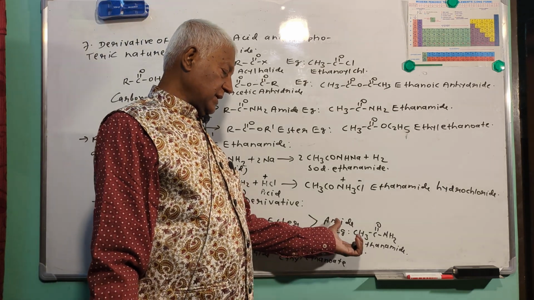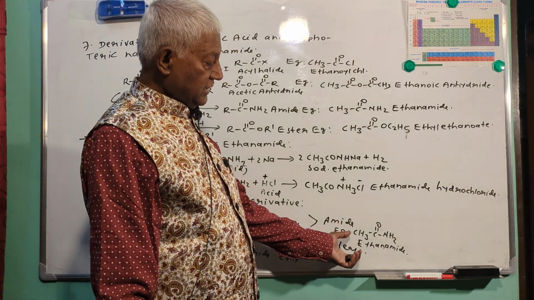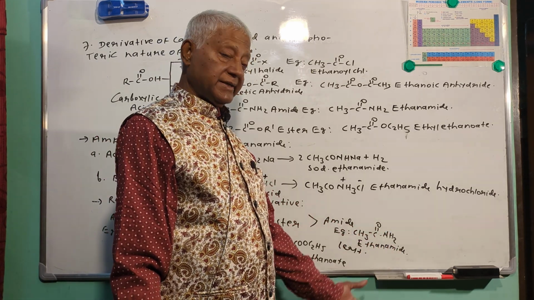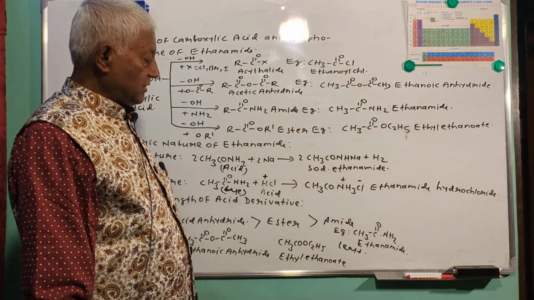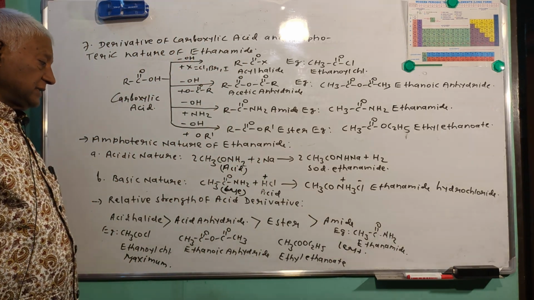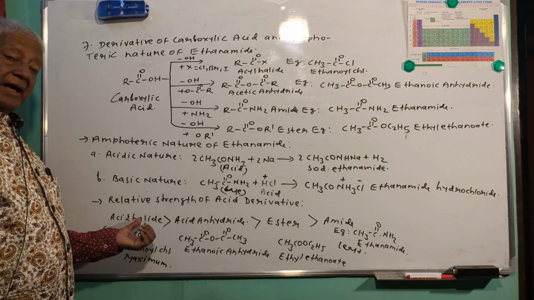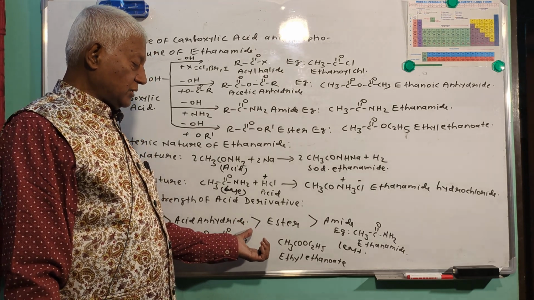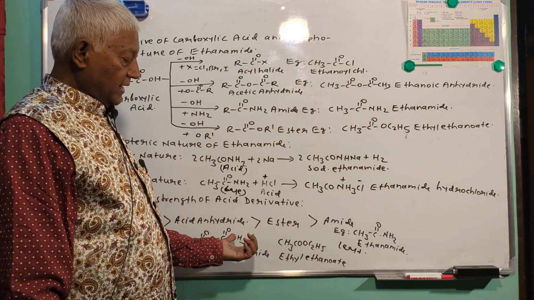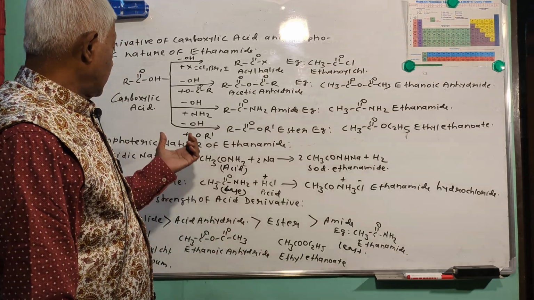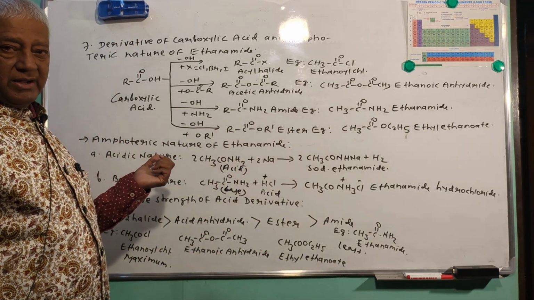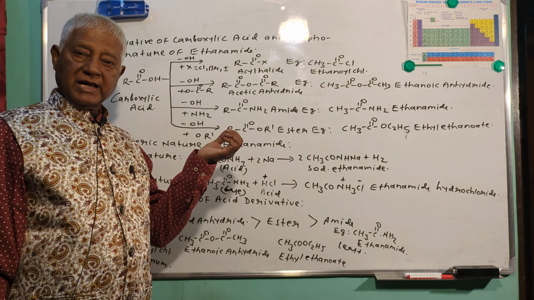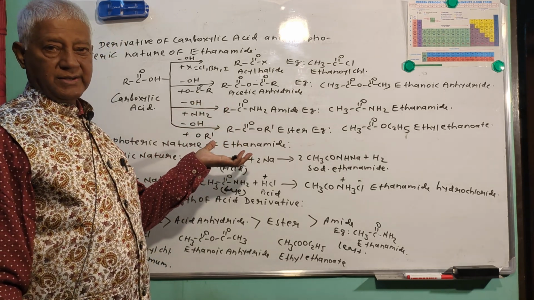The last one is amide, CH3CONH2, for which I have already given the example. The name of this compound is ethanamide. So in the relative strength of these derivatives, acid halide has the maximum and amide has the minimum. Sometimes they ask you to write down the order. Sometimes they ask you to write down the amphoteric nature of ethanamide, and sometimes what you mean by derivatives of carboxylic acid. There are 4 derivatives, so you can write them.